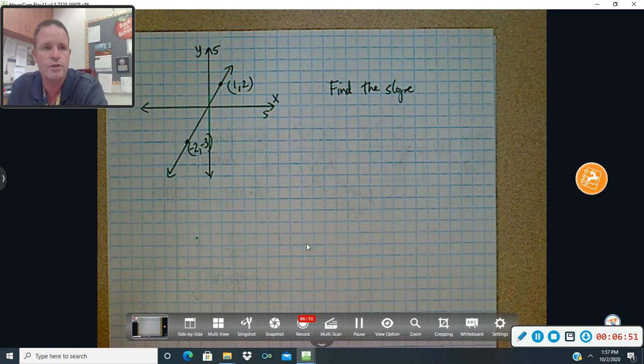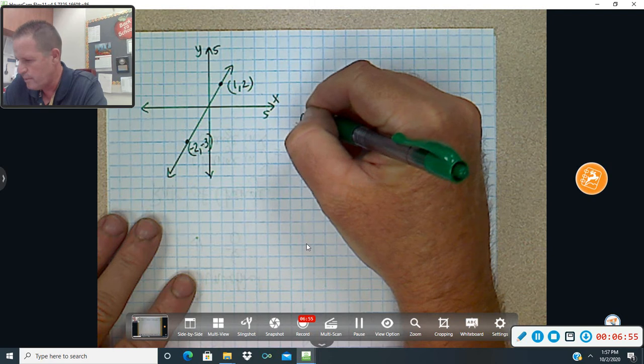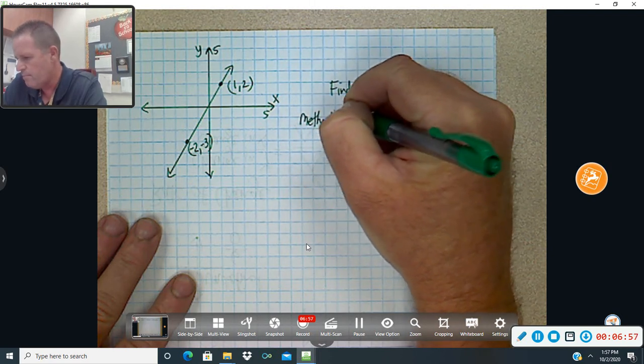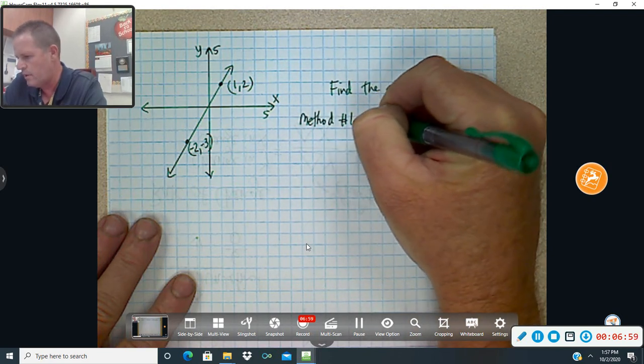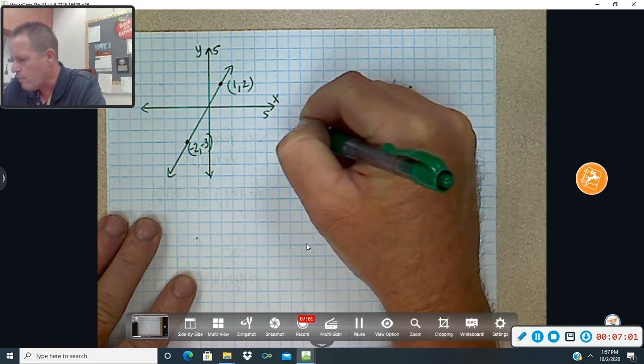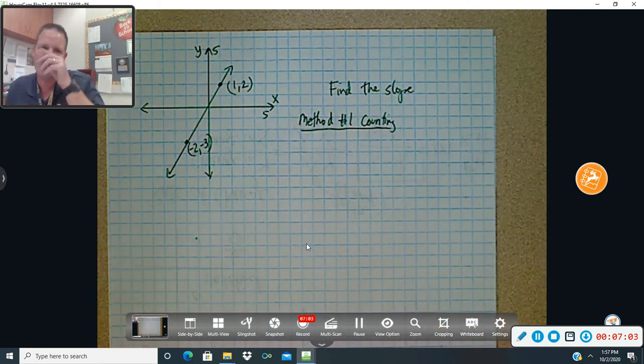Again, there's going to be 2 ways to do it. One is the counting way. So I'm going to put this down here first. Method number 1 is counting. And that works pretty good as long as your axes are consistently labeled. If not, it's a recipe for disaster. Okay, so I kind of stay away from this, but this is a way that you can do it.